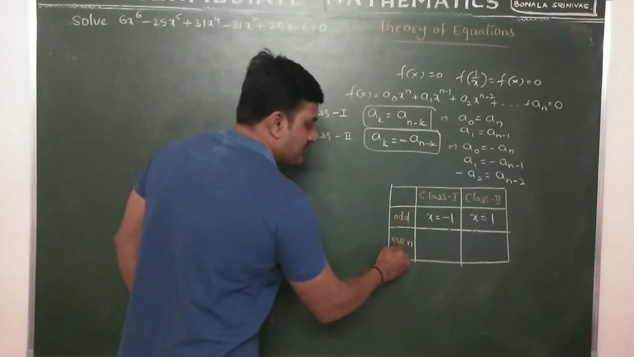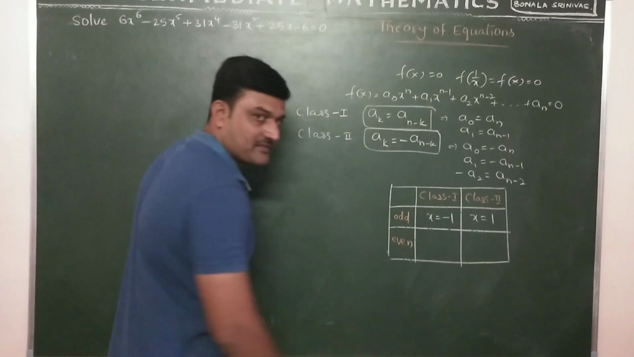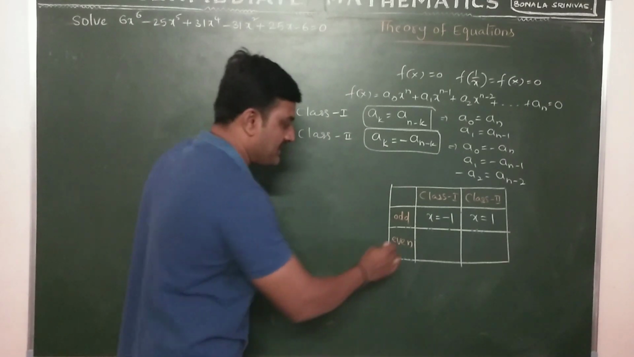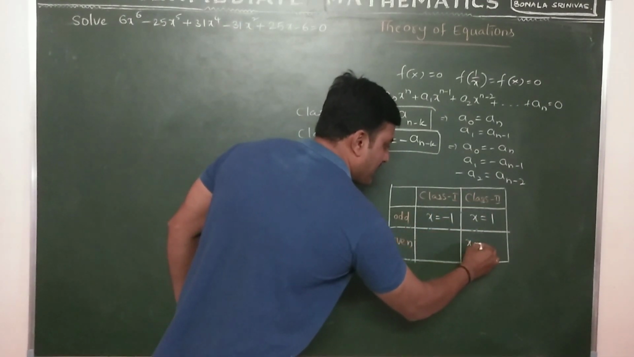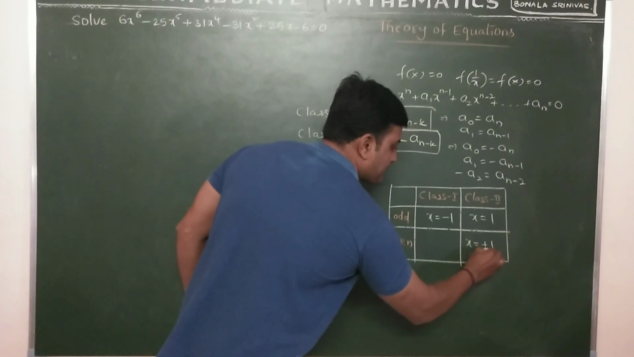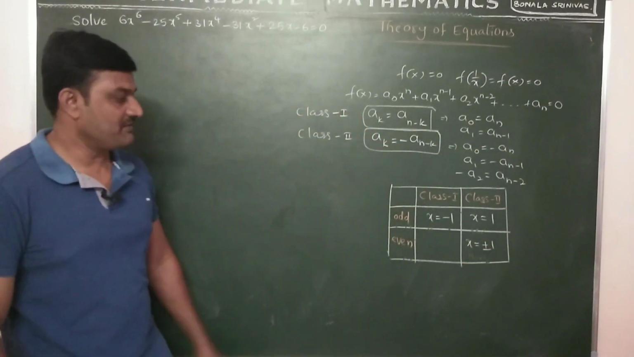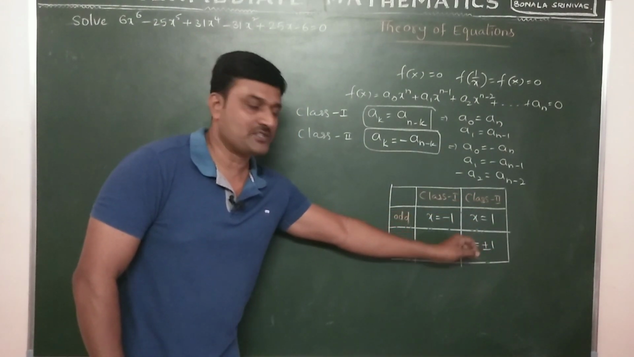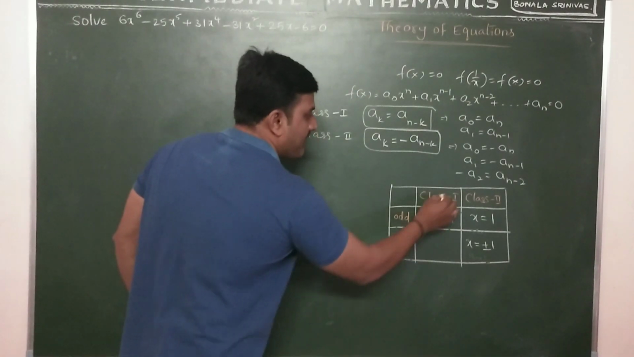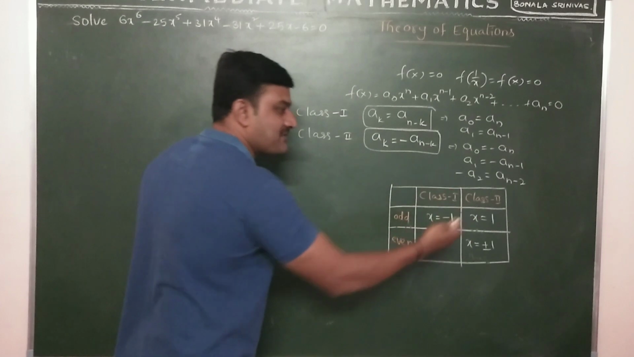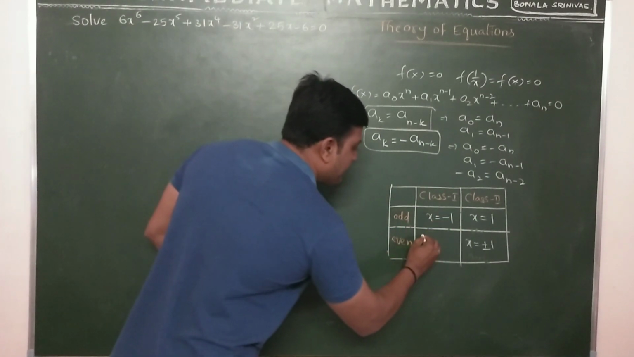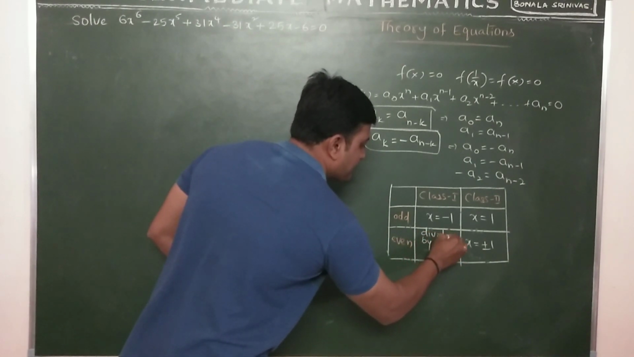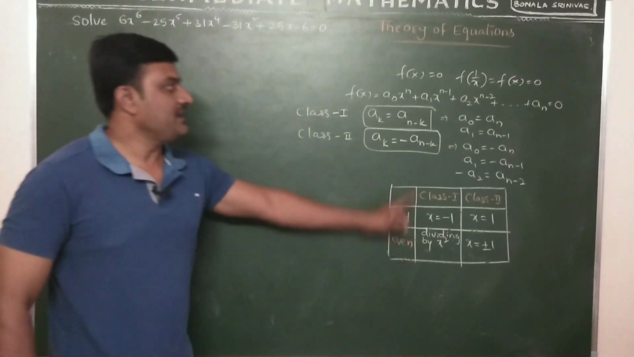Okay. And if it is even degree class 2, then x = minus 1 and also plus 1; both are solutions. When it is even class 2, x = plus or minus 1, both are solutions. Now if it is even degree class 1, there is no minus 1 and plus 1. Just divide the equation by x squared.